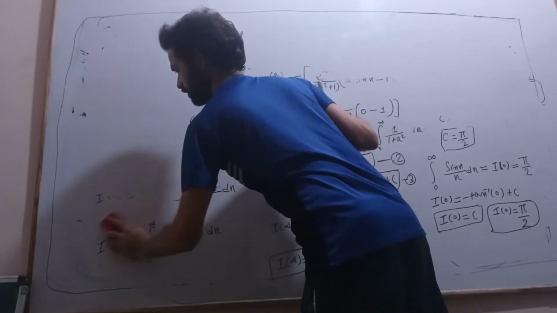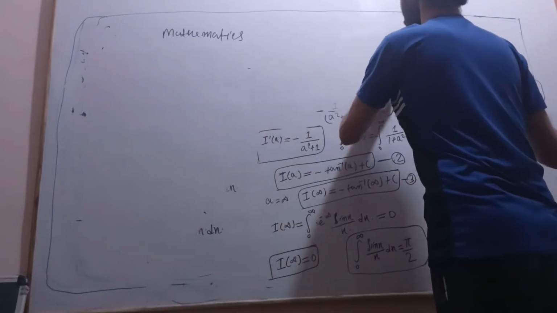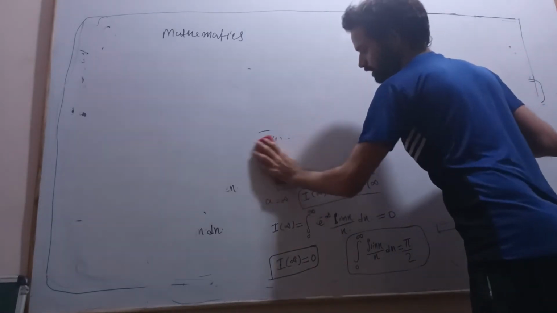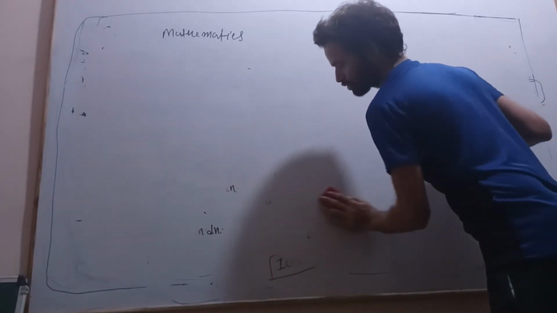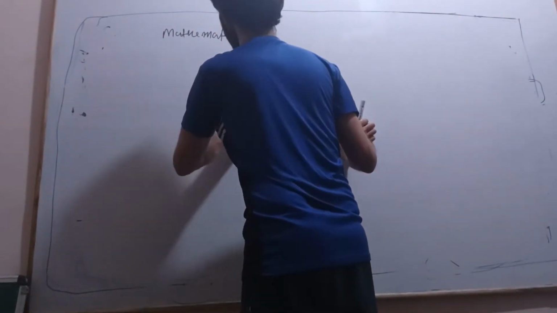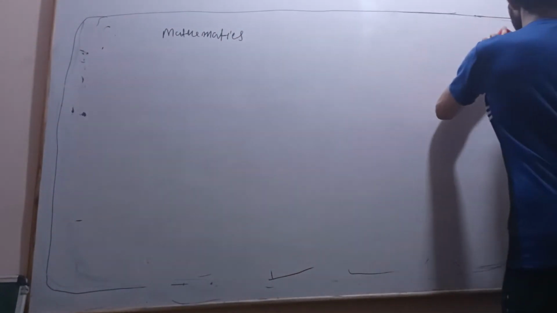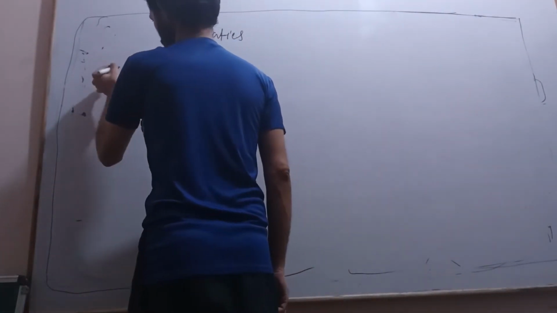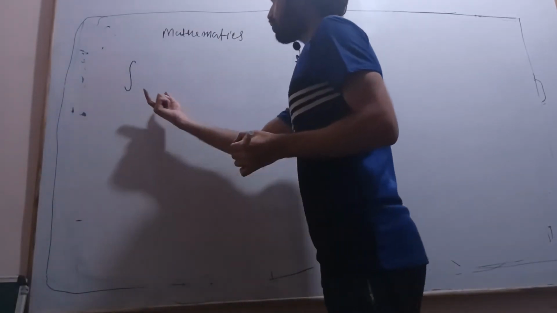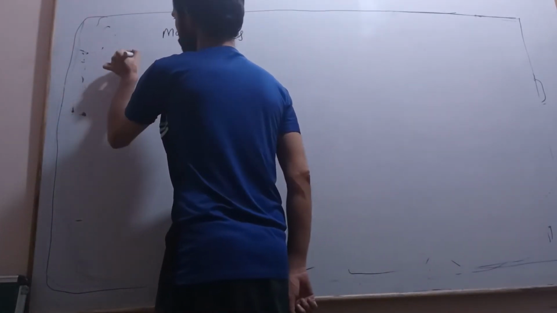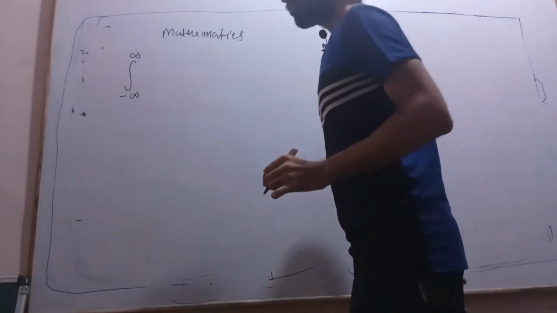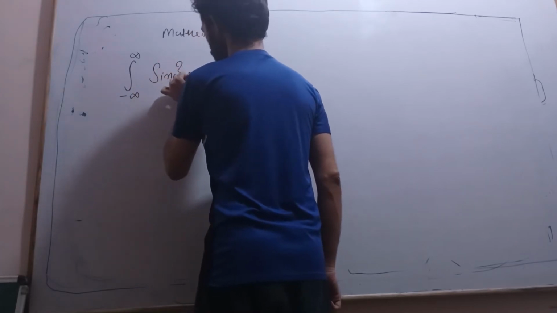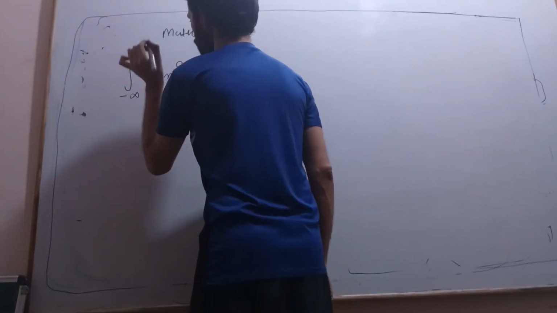This is sin x by x. So remember, sin x by x is nothing but, you can also say, it is Sinc x by pi. Yes, Sinc x by pi. Now see, the next question is what? Integration from minus infinity to infinity of Sinc square x dx.